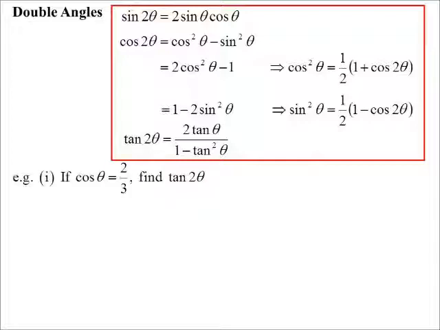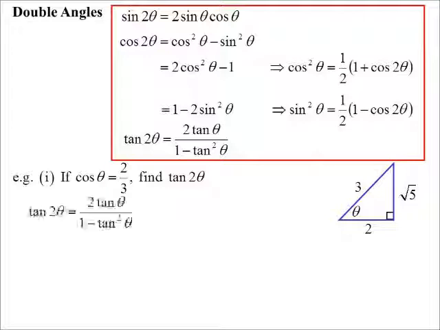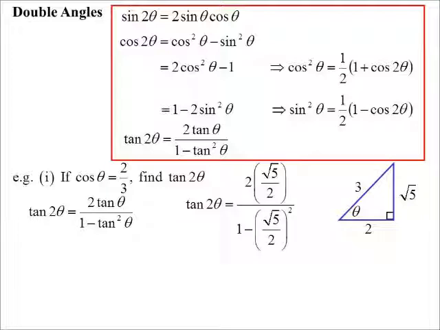We get a question like this. Cos theta is equal to 2 thirds. Find tan 2 theta. Well, I'm just going to draw up a triangle. That gives me all the ratios that I need. Tan 2 theta was 2 tan theta on 1 minus tan squared. So subbing in my tan theta. Ooh, tidy that up. Eventually, there it is, minus 4 root 5.